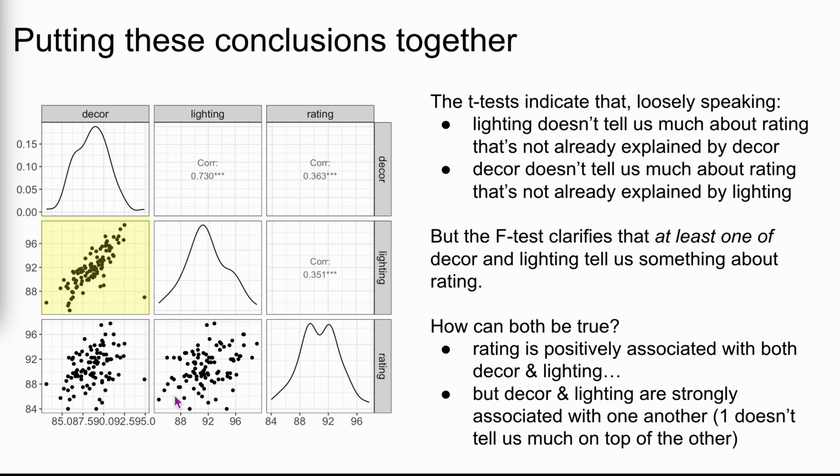But since decor and lighting are also strongly associated with one another, as demonstrated by the highlighted plot here, one doesn't tell us much on top of the other, hence the results of our t-tests. Mainly, if I have one of these predictors already in my model, the other one might not add extra information about rating.